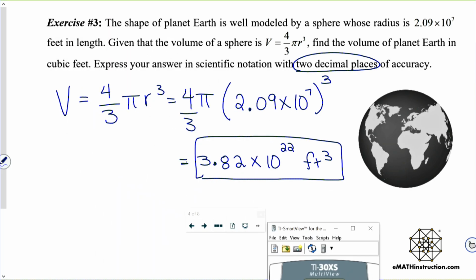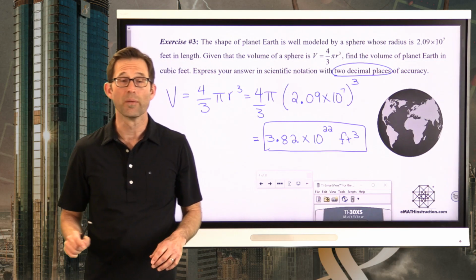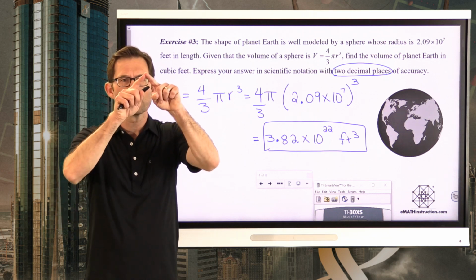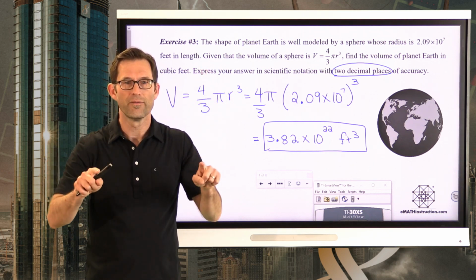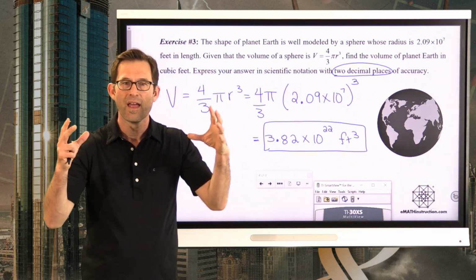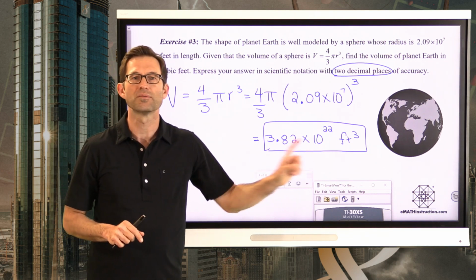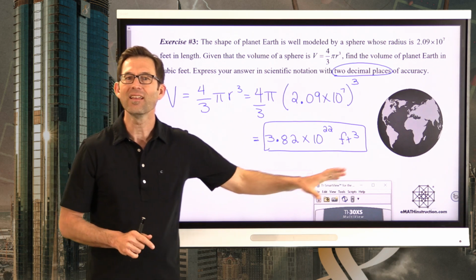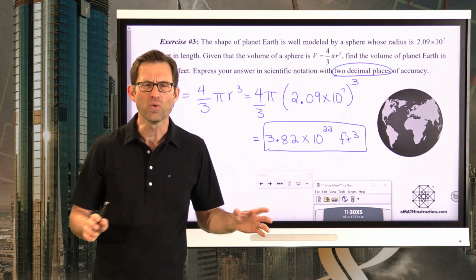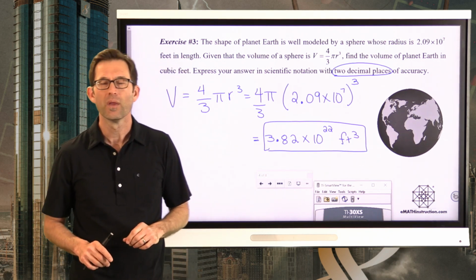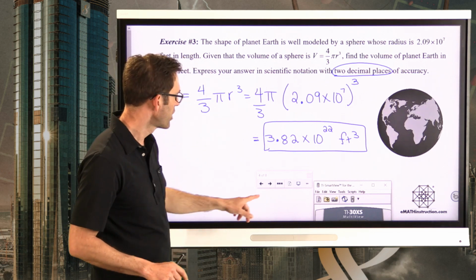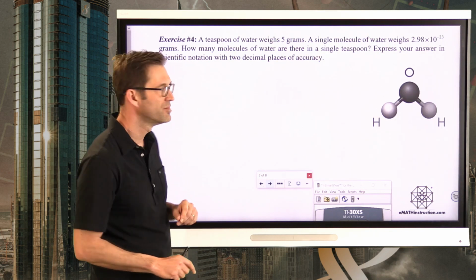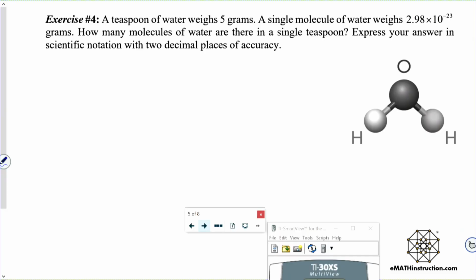Now, the Earth is big, right? I mean, the Earth is really big, but a cubic foot's not small, right? That's a cube that's a foot by a foot by a foot. And there are 3.82 times 10 to the 22nd cubic feet contained in the Earth. Huge, huge number, right? All right, let's keep going. Let's take a look at number 4.